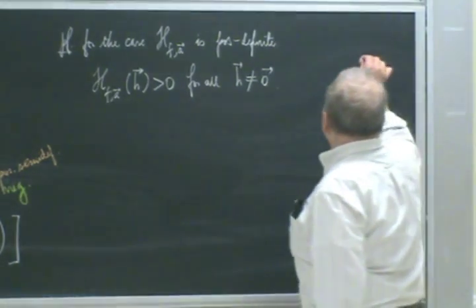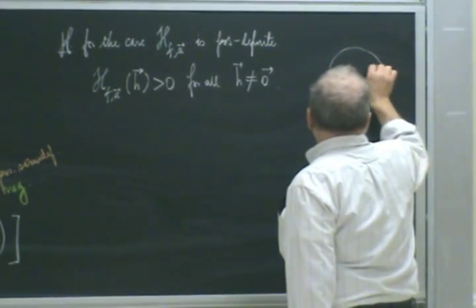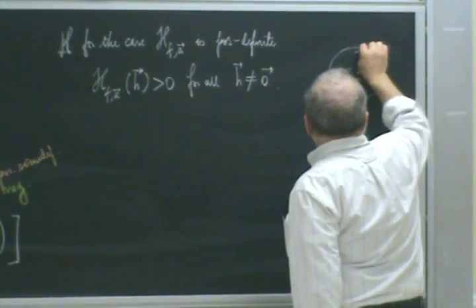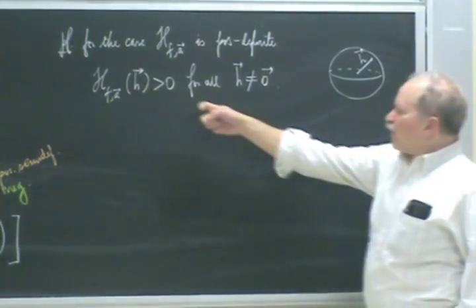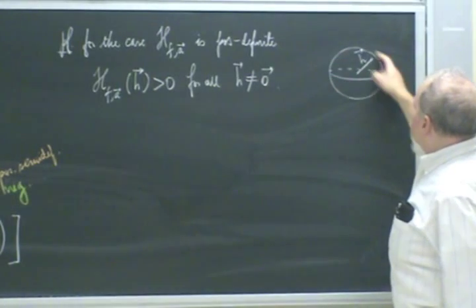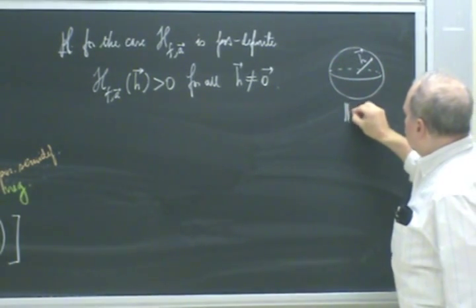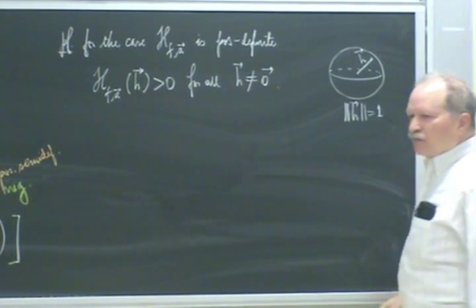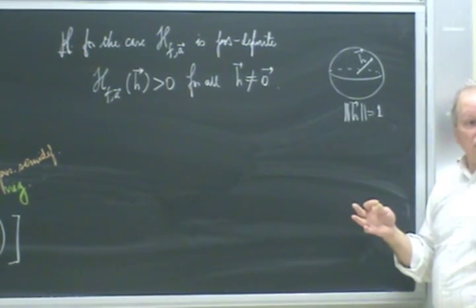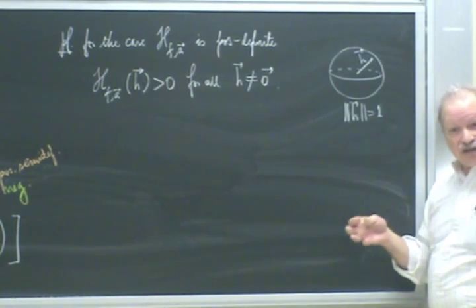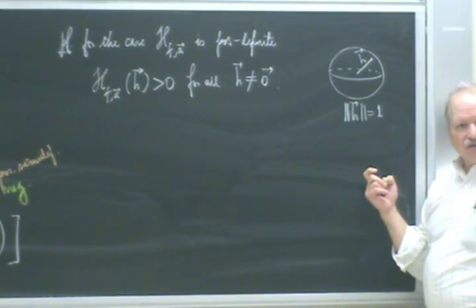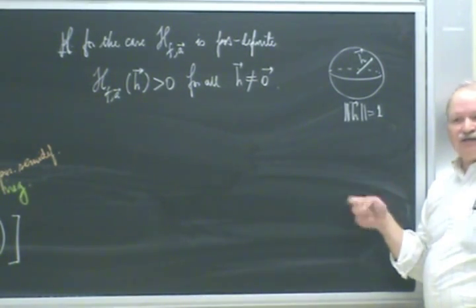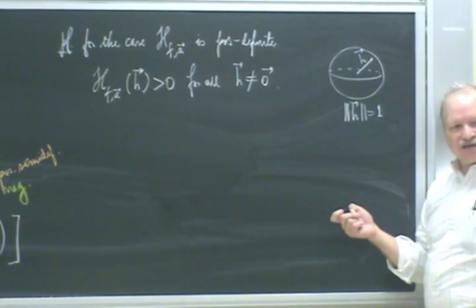So what does that mean is true if you look on the unit sphere of h's? You have a positive function everywhere on the unit sphere. Quadratic polynomial. That makes it continuous. What do we know about the unit sphere? Bounded. Or compact, sorry. It's compact. Continuous function on a compact set has a max and has a min.